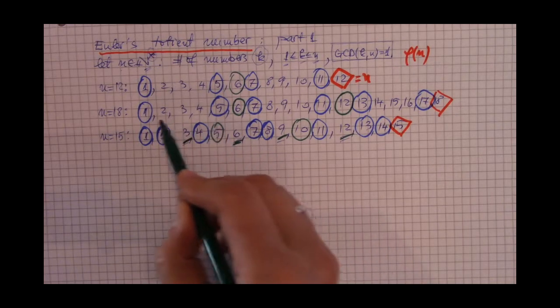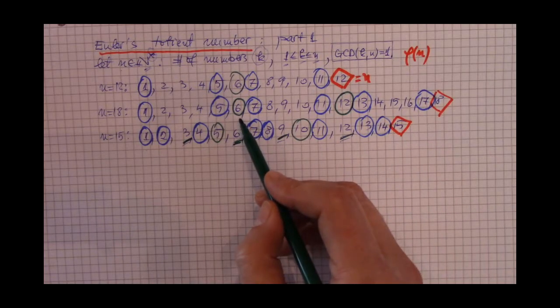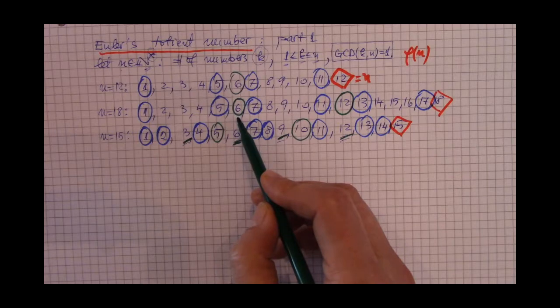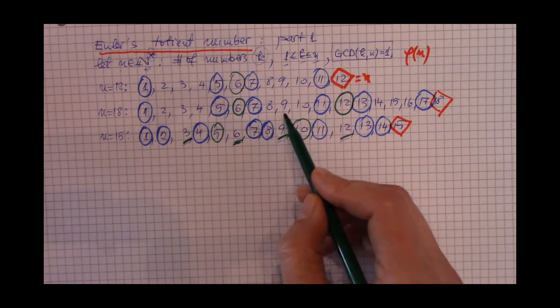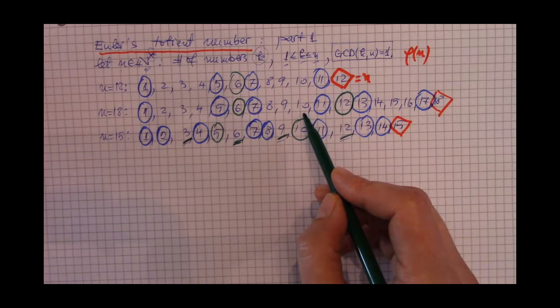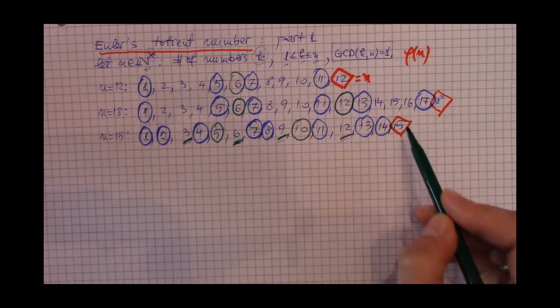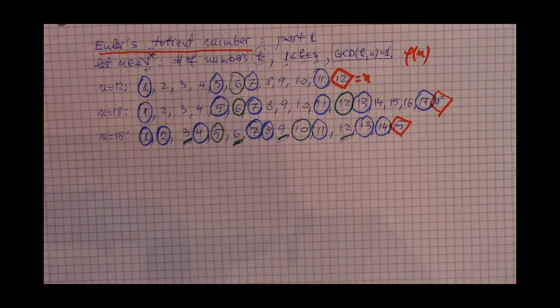Okay, maybe if we go back to this previous example, now let's say we only look at numbers that are relatively prime with 6. Well, 2, 3, and 4 are not relatively prime with 6. 8, 9, and 10 are not relatively prime with 6. 14, 15, and 16 are not relatively prime with 6. So this previous pattern will have no change at all.